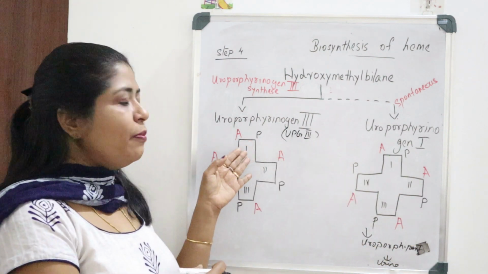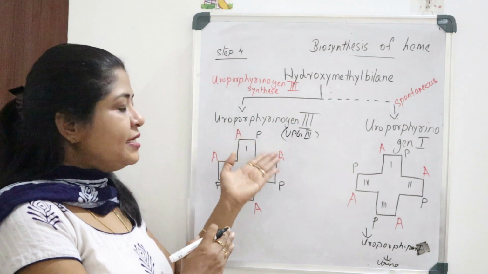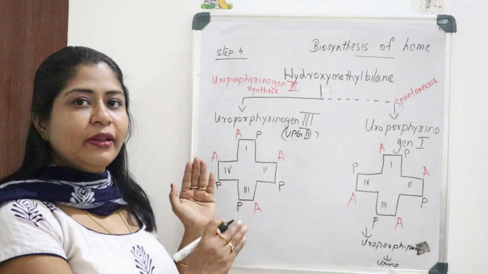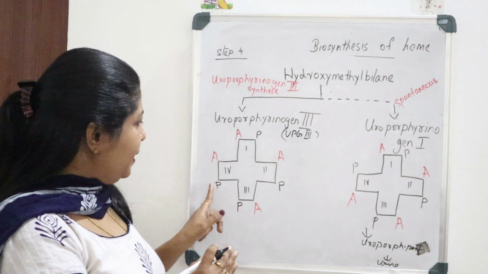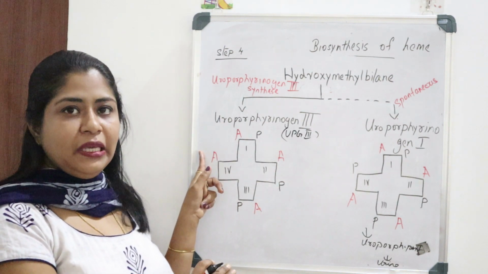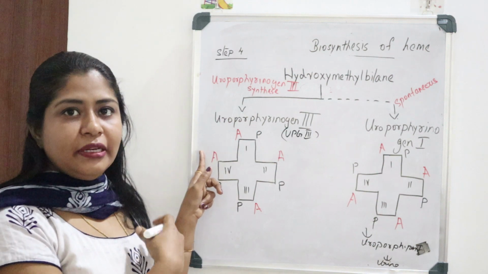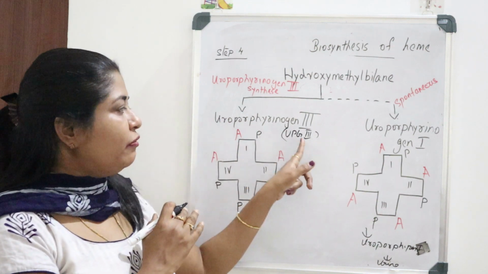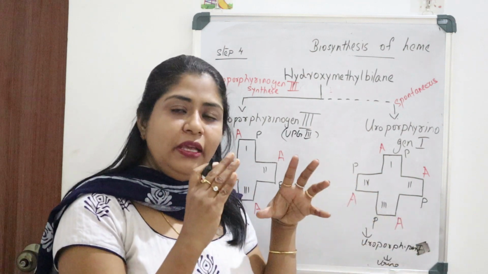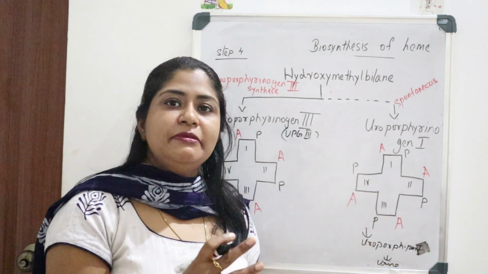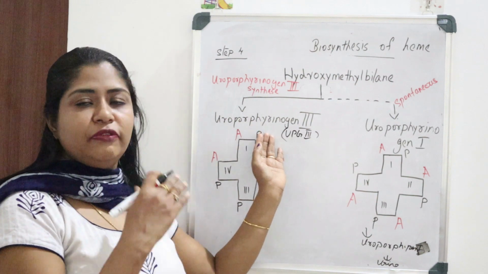But coming to uroporphyrinogen 3, the substituent groups are asymmetrically arranged. We see AP, AP, AP, PA. Here comes the PA. It is not symmetrical, it is asymmetrically arranged. That's why, uroporphyrinogen 3, and here comes uroporphyrinogen 1. So in heme synthesis we use uroporphyrinogen 3.